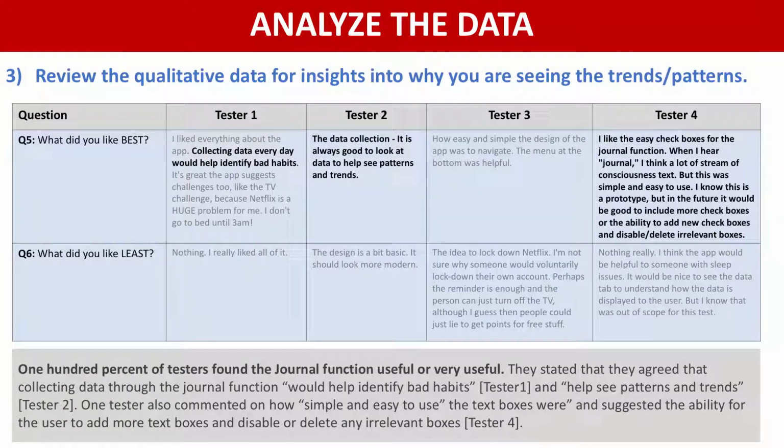So they stated that they agreed that collecting data through the journal function, quote, would help identify bad habits. This came directly from tester number 1 if you look at the bolded part of their direct response up in the blue box. And it also helped them see patterns and trends, which came from tester number 2.